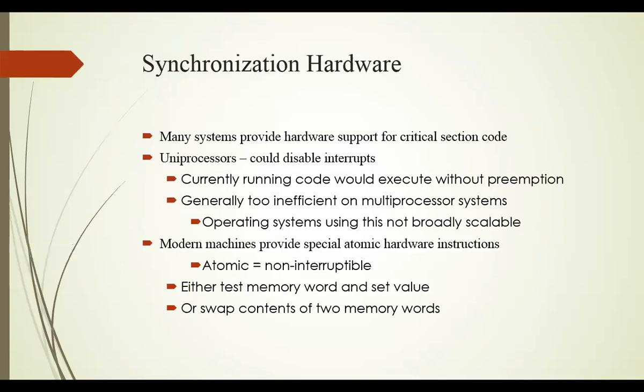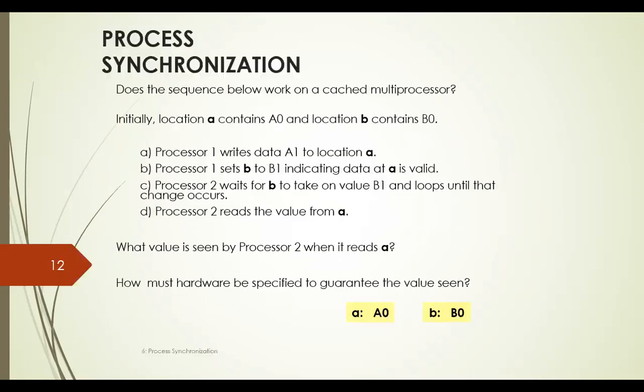In synchronization hardware, many systems provide hardware support for critical section code. Uniprocessor and multiprocessor: a uniprocessor could disable interrupts. Currently running code would execute without preemption, but this is generally too inefficient on a multiprocessor system. Operating systems using this are not broadly scalable. Modern machines provide special atomic hardware instructions. Atomic means non-interruptible: either test a memory word and set the value, or swap the contents of two memory words.